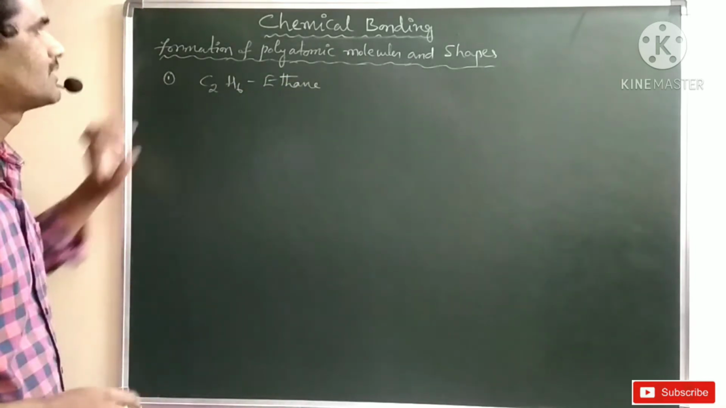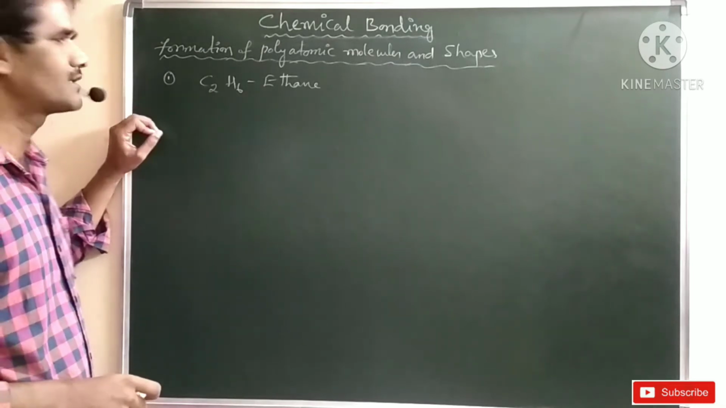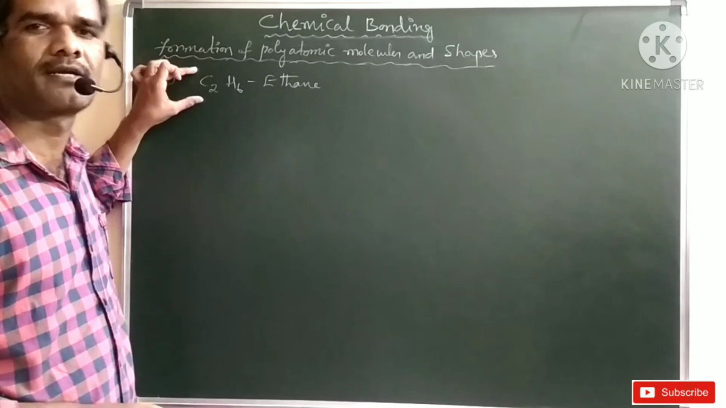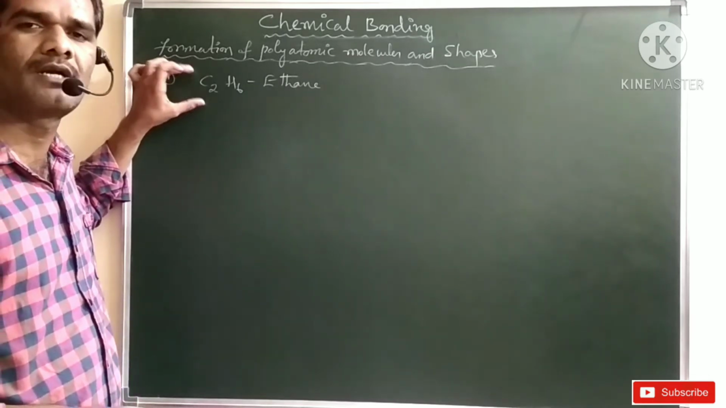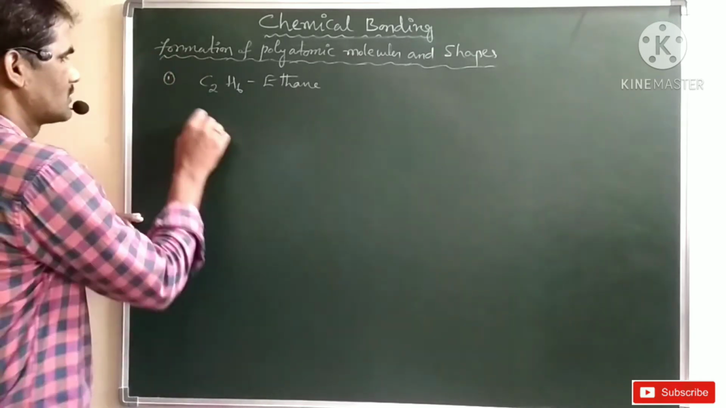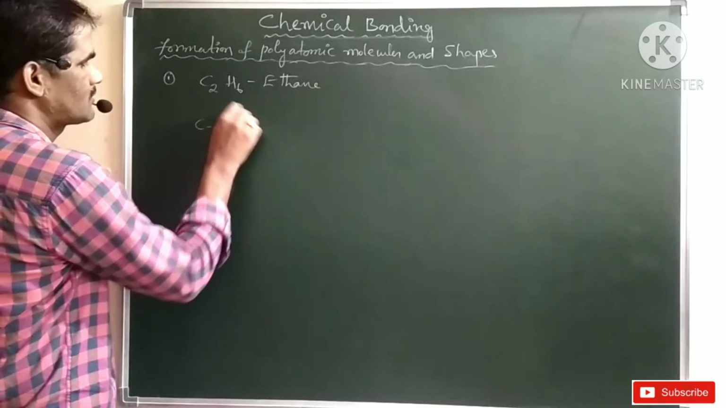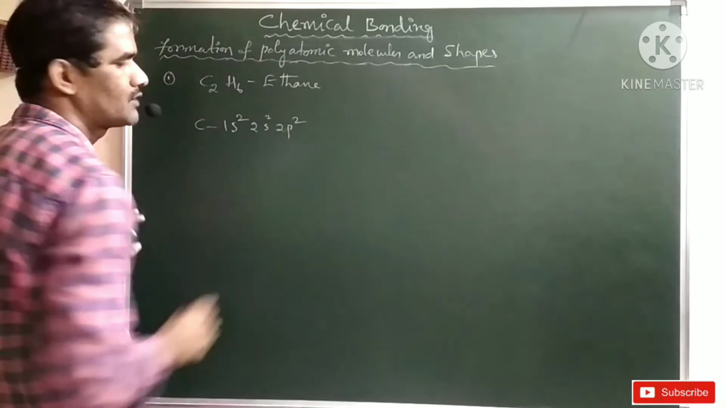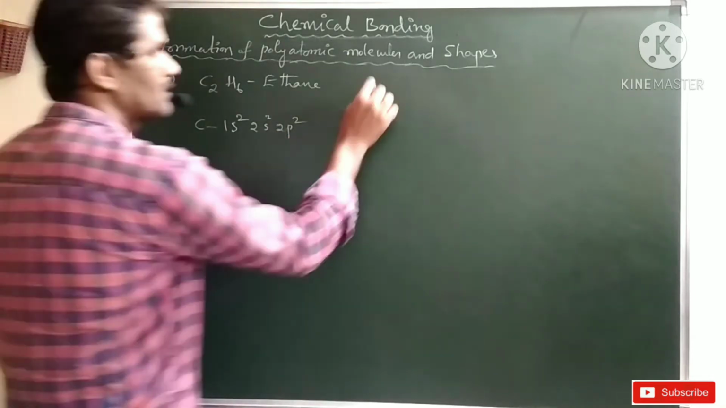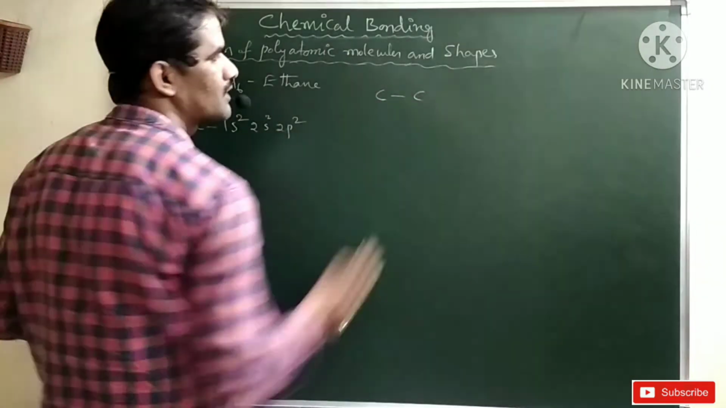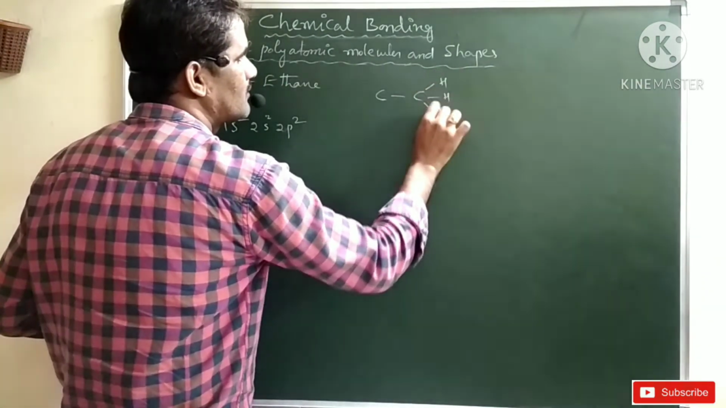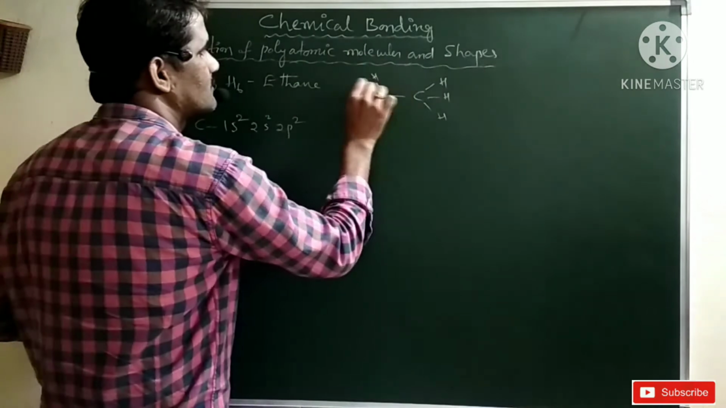The formation of the ethane molecule according to hybridization. Here two carbon atoms act as the central atoms, so the two carbon atoms will undergo hybridization. Now the carbon electronic configuration is 1s2, 2s2 and 2p2. Here one carbon forms a single bond with the other carbon, and the remaining ones form single bonds with hydrogens.